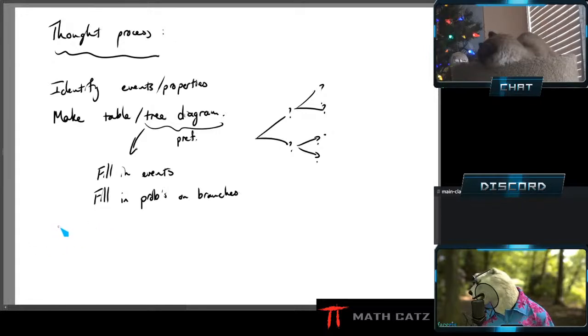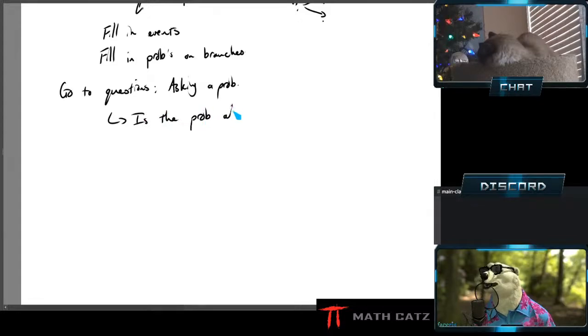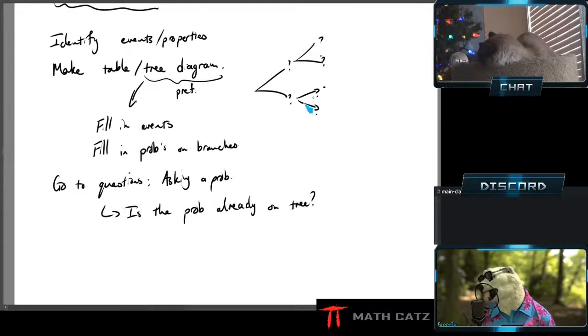Once I have that, we're going to the actual questions, where they're going to ask me, what is the probability of this happening? What is the probability of this, and so on. And there I have to decide, given a probability, go to the questions where it's asking a probability. First issue: is the probability that they're asking already on my tree? If it is, then I'm done. Because I've made my tree and that serves as my work shown, I just write down the answer from the tree and I'm done. So that's the best case scenario: the probability they're asking, I've already done the work by setting up the tree, and my work is done.